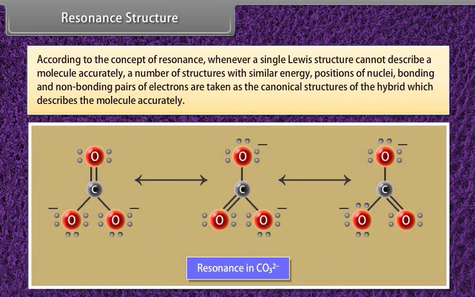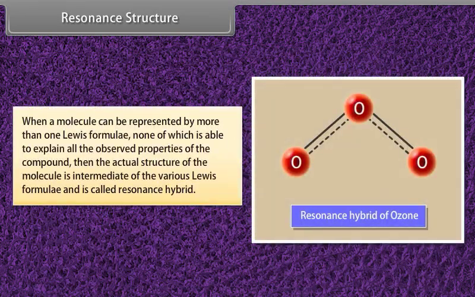Resonance structure. According to the concept of resonance, whenever a single Lewis structure cannot describe a molecule accurately, a number of structures with similar energy, positions of nuclei, bonding and non-bonding pairs of electrons are taken as the canonical structures of the hybrid, which describes the molecule accurately. When a molecule can be represented by more than one Lewis formula, none of which is able to explain all the observed properties of the compound, then the actual structure of the molecule is intermediate of the various Lewis formulae and is called resonance hybrid.